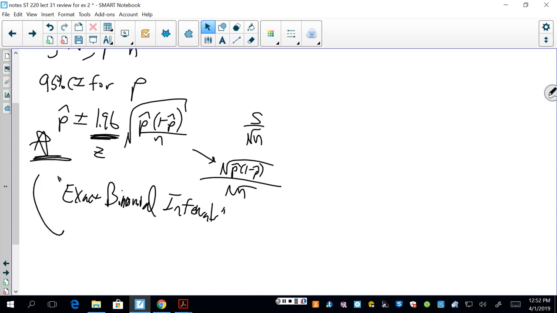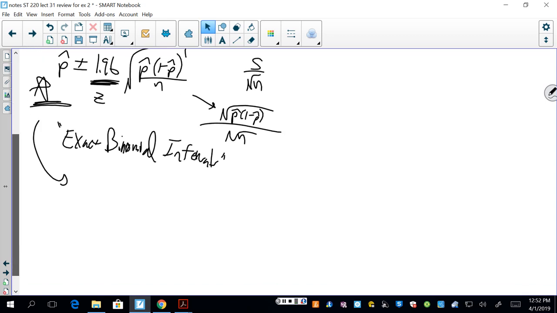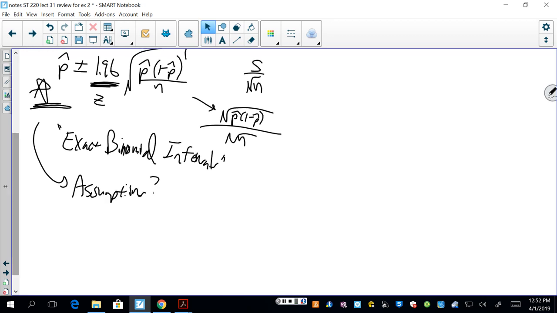So if you wanted to check the assumptions behind this, we do want a binomial type of experiment. We do want independent trials. We do want a constant proportion. So maybe a part C of a question would ask about interpretation.